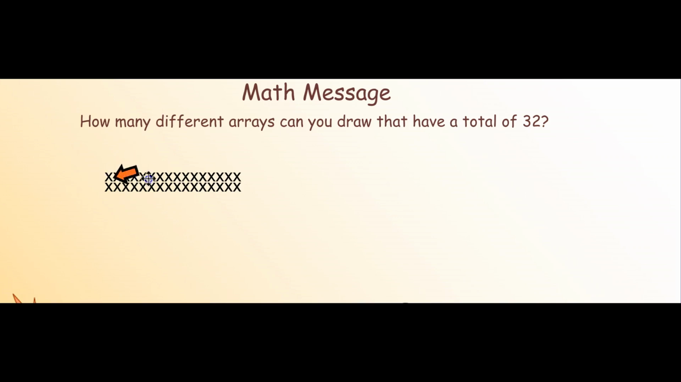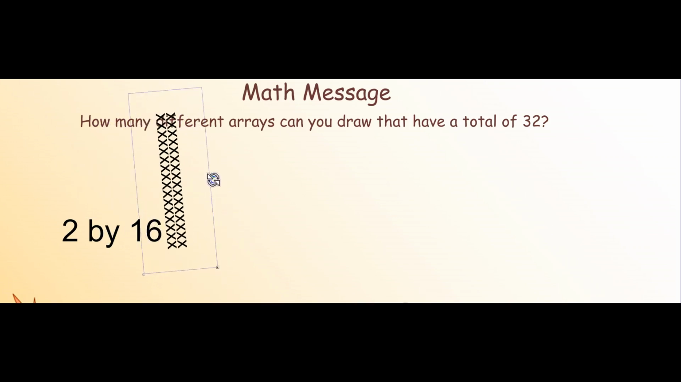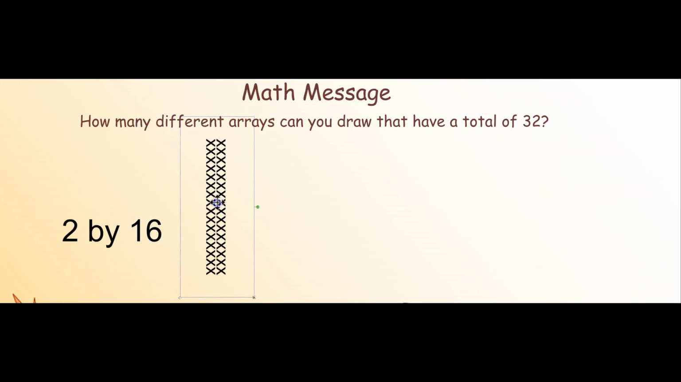The array must have the same number of objects in each row and the same number of objects in each column. This array is 2 by 16, or 2 times 16. Now, did you make a 16 by 2 array? That's actually the same array turned on its side. Now I have 16 rows going across, and I have 2 columns going up and down.